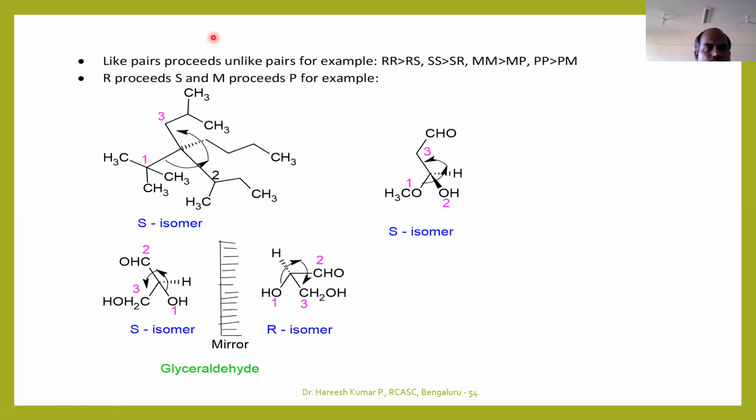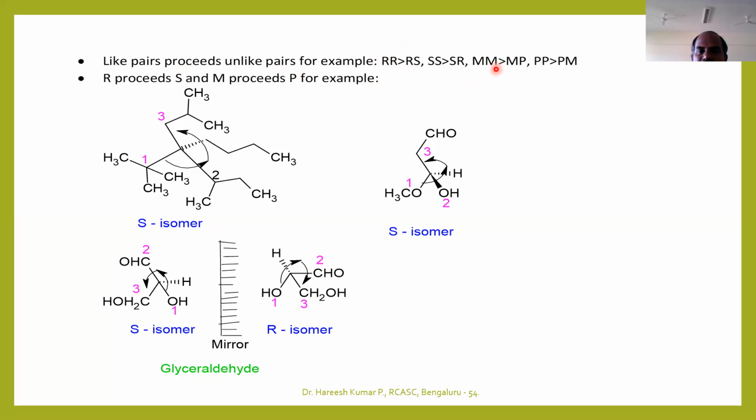Right. So, again, like pairs precede unlike pairs. For example, in your compound, if there is an R and R configuration, such an R and R configuration belongs to the like pairs. This like pair takes priority compared to the unlike pairs. The unlike pair here is R and S configuration. Similarly, S and S configuration takes priority compared to the SR configuration.